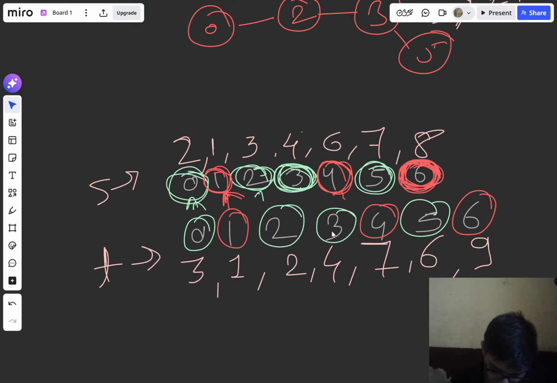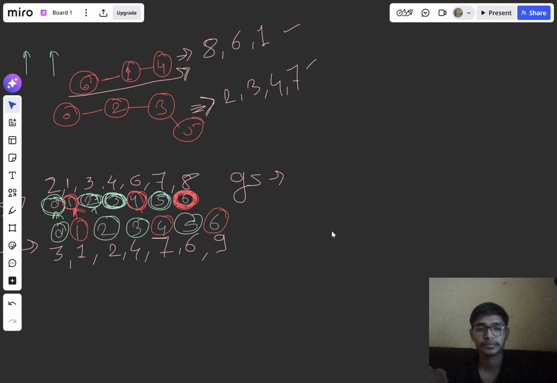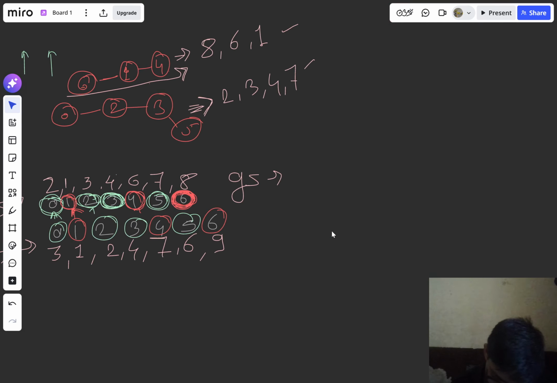Firstly, we just find out the indices from the source. Just we will solve for the green group. So for the green group, the indices are not the indices, the elements. I am talking about the elements.